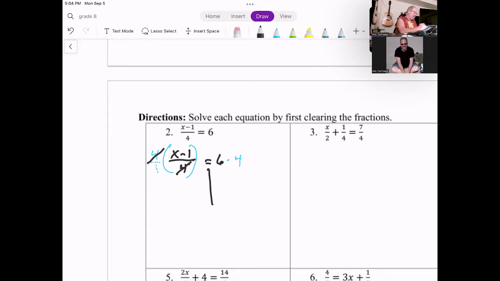Here, let me go back a step or two. Let me do this another way. Let me rewrite this now as 4 times x minus 1 over 4. And I'm only doing this to help you visually. This is not needed in your work. Okay? And 6 times 4 is 24. But if it helps you, do it. There's nothing wrong with showing an extra step.